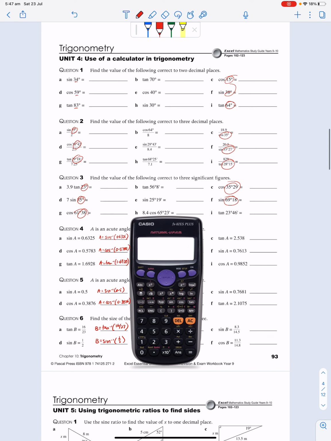Okay, so that's how you use a calculator. I will do a section after this on rounding off, which is very important.